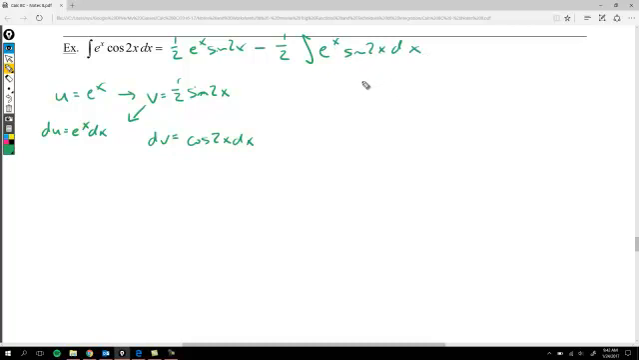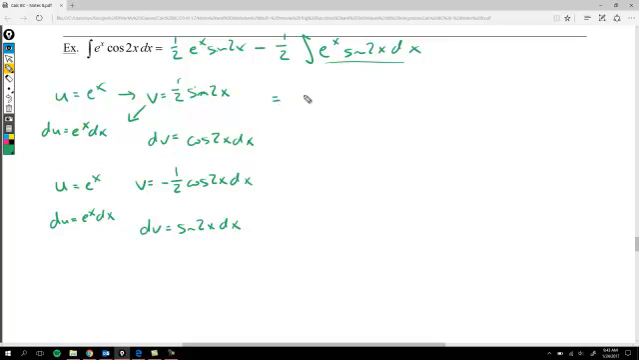Okay, now we need to do it again. It doesn't look like we accomplished very much here. So because of this situation, I'm going to again define u and dv. So again, I'm going to let dv be my trig function. I'll let u be the rest of it. So that means du is e to the x dx again. V is going to be negative 1/2 cosine of 2x dx. Okay. So we will rewrite this again.